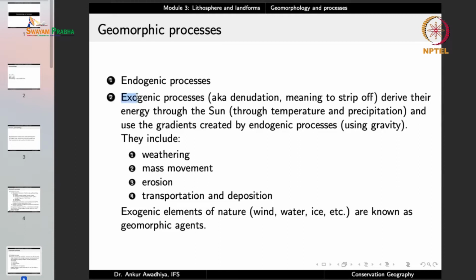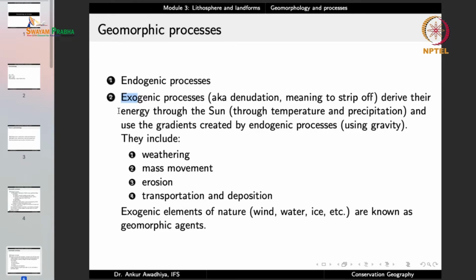Mostly they derive their energy from the sun, which is why they are exogenic. Exo is outside. So they are getting their energy from the sun, mostly through temperature and precipitation, also winds, and they use the gradients that are created by the endogenic processes, using gravity. They include things like weathering, mass movement, erosion, transportation, and deposition. And the exogenic elements of nature like wind, water, ice, etc., are also known as geomorphic agents.